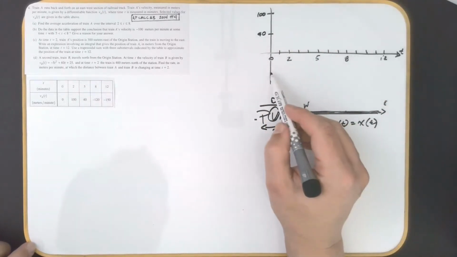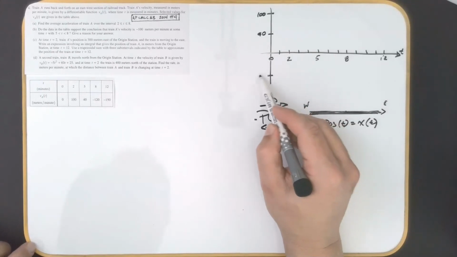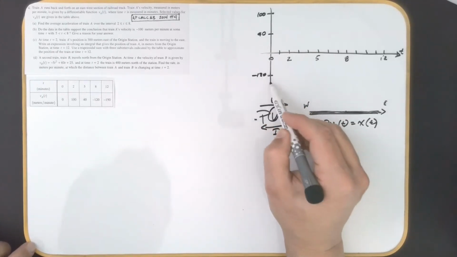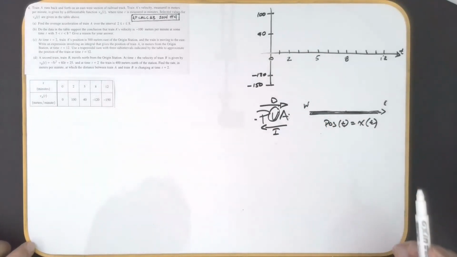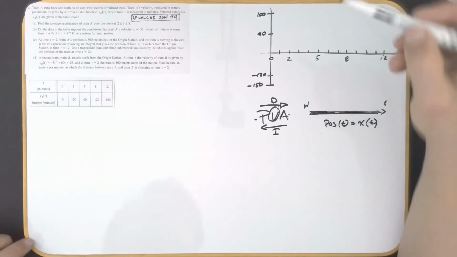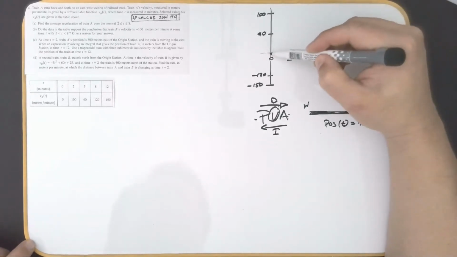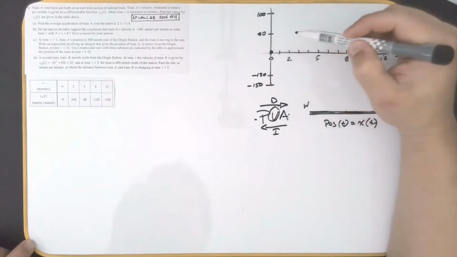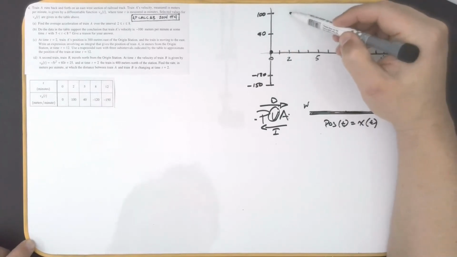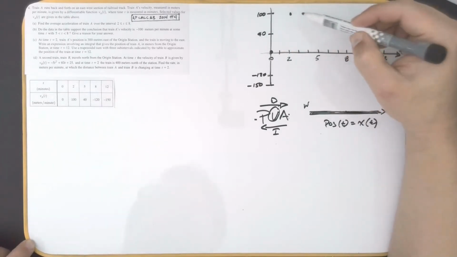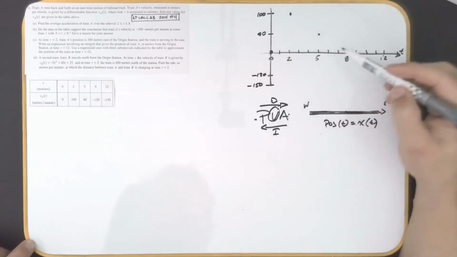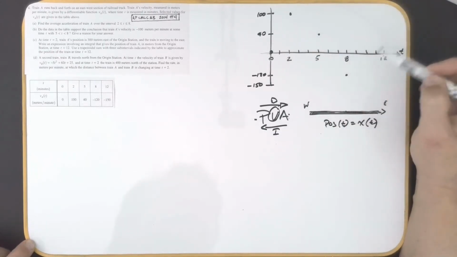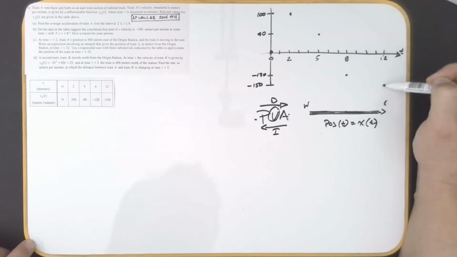Then on the y-axis here, we go down to negative 120, and we go a little bit farther to negative 150. Okay, so I'm going to put some points here. At 0, 0, nothing, no crazy initial position. At 2 is when we go up to 100. 5 is when we drop to 40. 8, we go to negative 120. And 12, we are at negative 150.